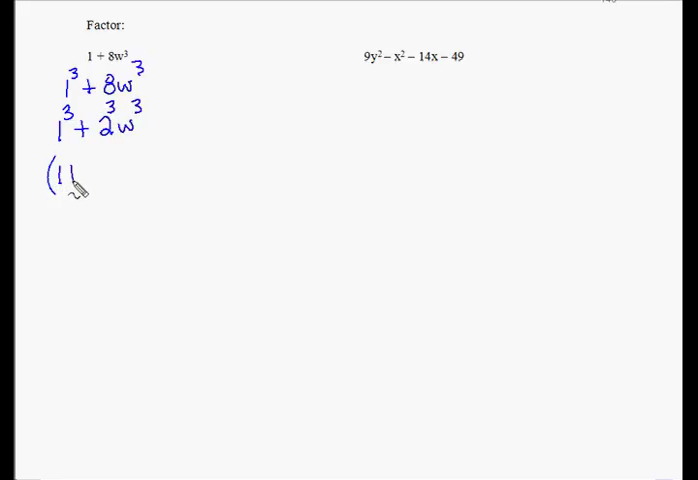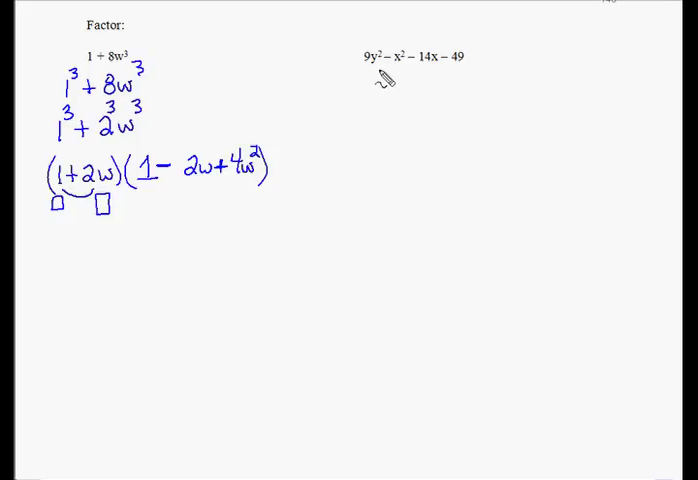Then we can write what we see without exponent 3, followed by one large set of parentheses, which we square the first. 1 times 1 is 1. We multiply them together, 2w, and we square the last. 2 times 2 is 4, w times w is w squared. The last sign is always a plus, and the other sign is the opposite of what you started with. So here's a plus sign, the next sign will be a minus.